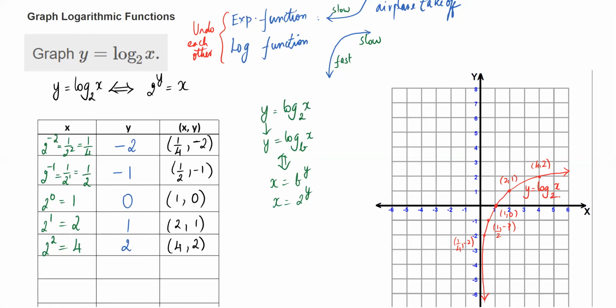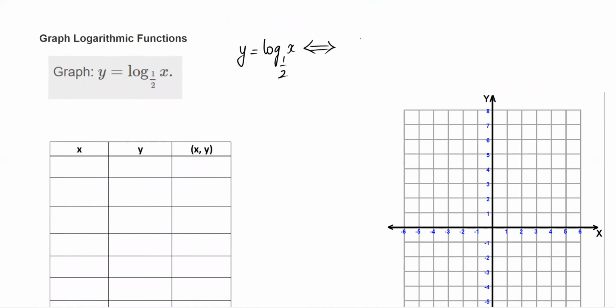Let's try another similar one, but this time the base is slightly different, right? So y equals log x to the base half will be rewritten as half power y equals x. I'm doing the conversion already. Remember that was b power y equals x. B is nothing but your half. Your base is your half.